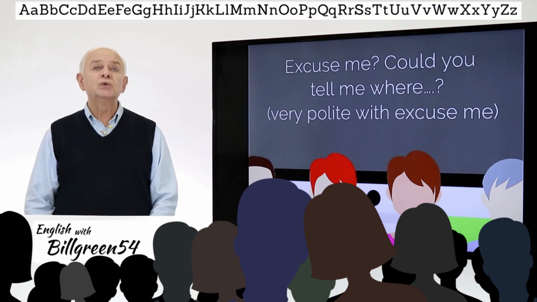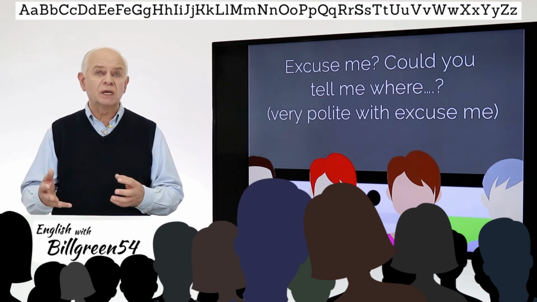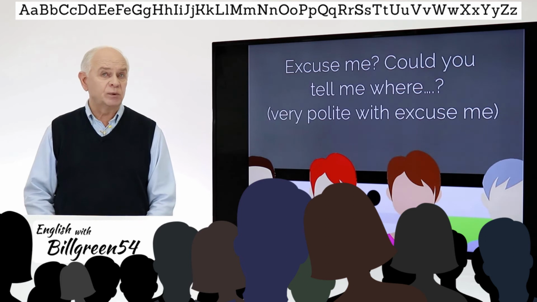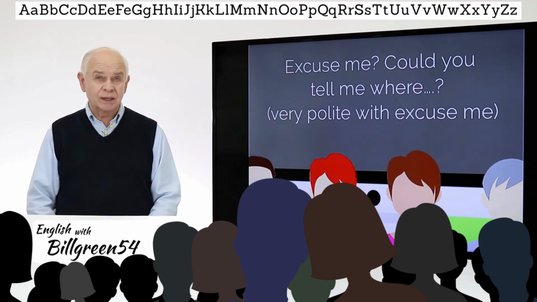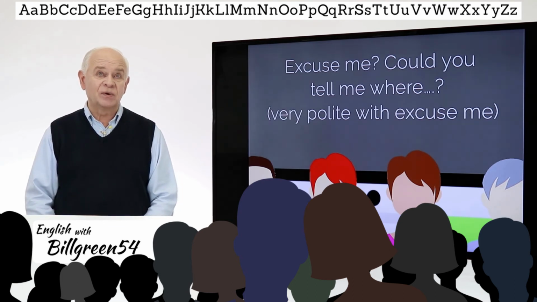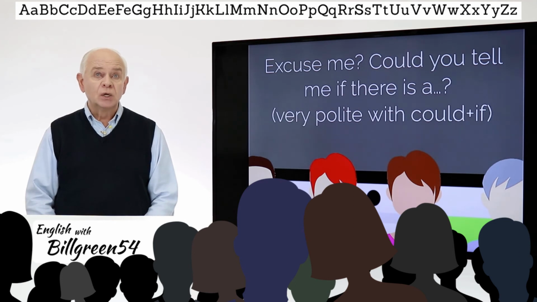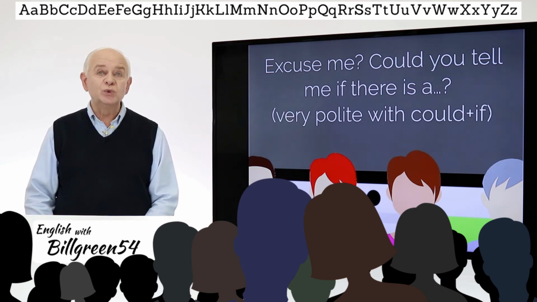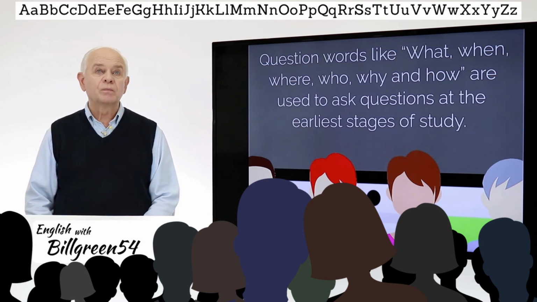Excuse me, could you tell me where? Now here I used excuse me, right? This is very polite, a very nice way of asking someone. And that might be the best way to ask somebody instead of being very direct. Excuse me, could you tell me if there is a bus station near here? Could you tell me if there is a food store near here? And this is very polite with could and if.